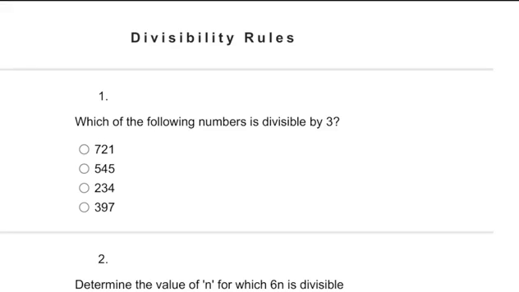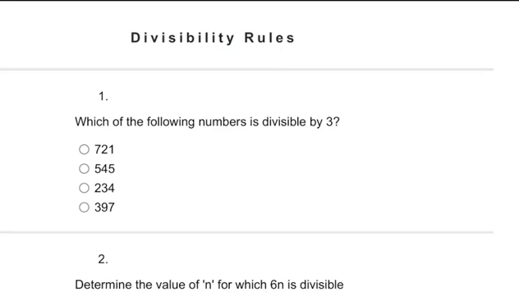So this is the solutions to a quiz on divisibility rules. The first question asks us which of the following numbers is divisible by 3? As we have discussed in the previous video, a number will be divisible by 3 if the sum of its digits gives a multiple of 3, or is divisible by 3. So what we're going to do is check them one by one.